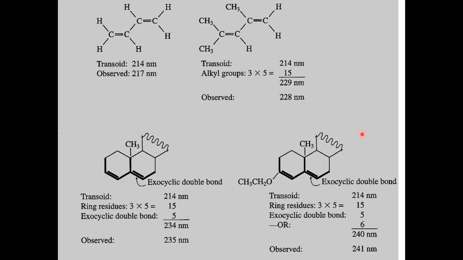And in this example, the same calculation can be used. However, the ester group or the ether group will increase the wavelength by 6 nanometers. This example here is more than the previous one by 6 due to an extra ether group. This is due to the effect of an ether group.